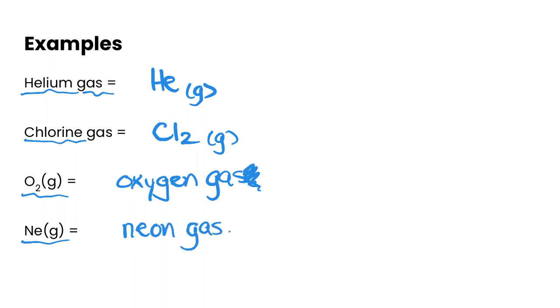So it's just being able to recognize your 7 diatomics and making sure that when you see those, you add the 2 to the formula. If not, you just write them singly. That's it then for this video. Let's move on to our next task.